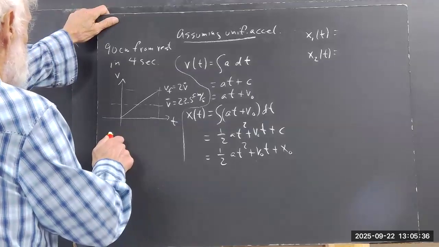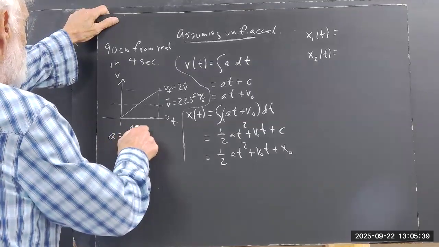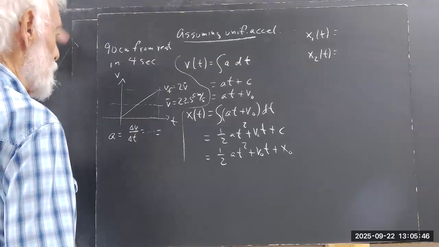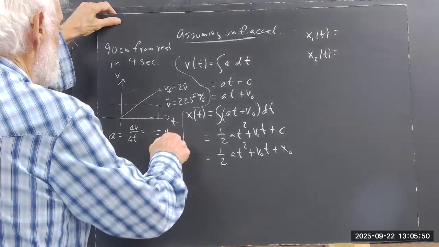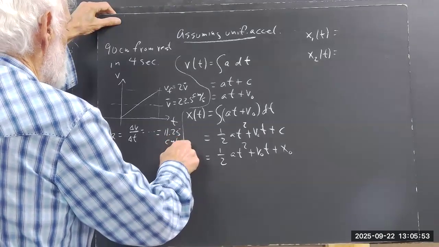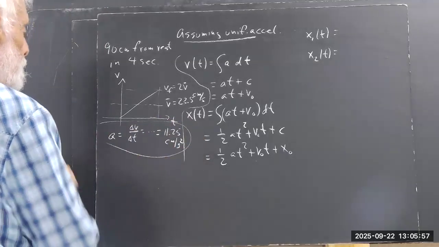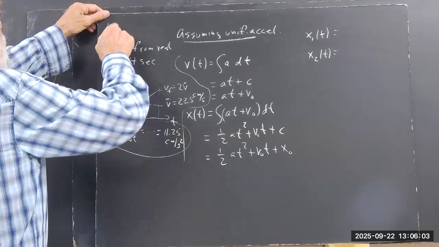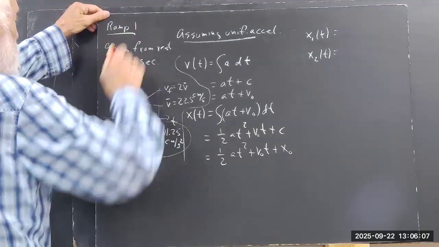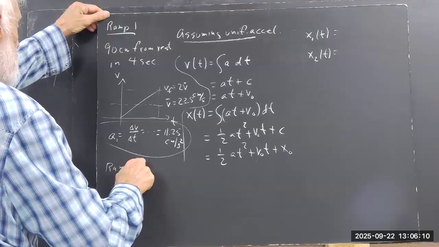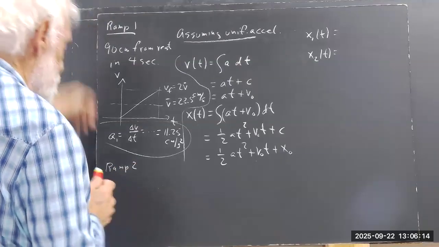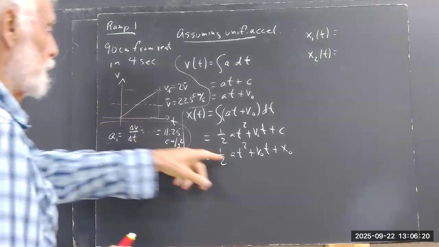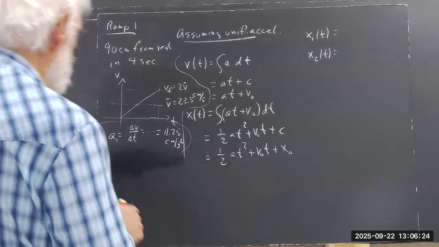Okay. So anyhow, well, that's going to be 45 centimeters per second divided by 4 seconds. Centimeters per second squared, okay? That'll be A1. Okay, so this is ramp 1. Actually, I haven't completed ramp 1, so let's complete it. So we know the acceleration.